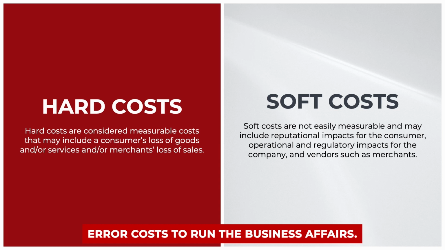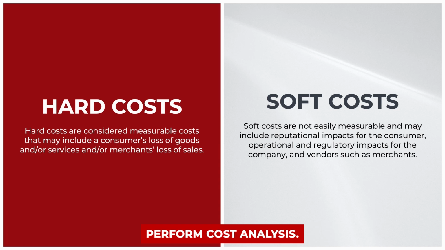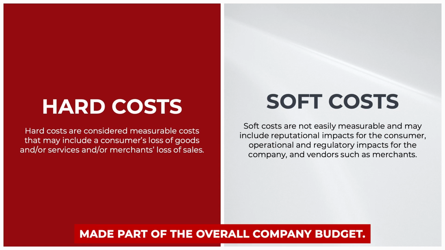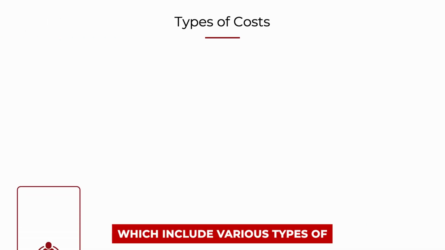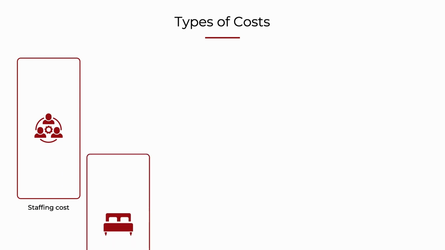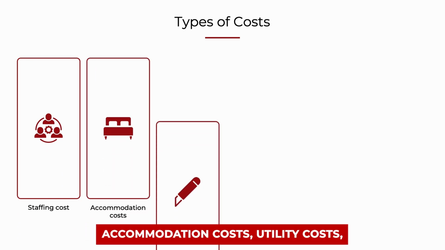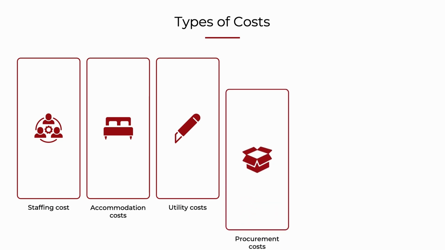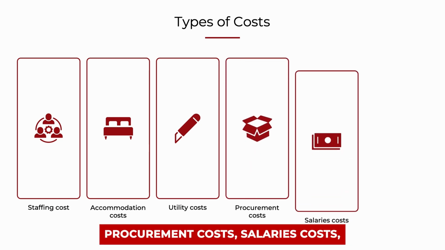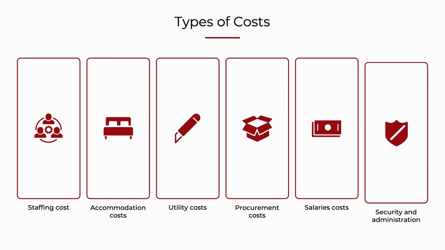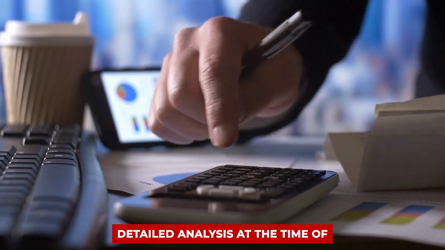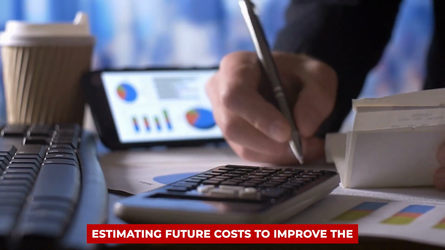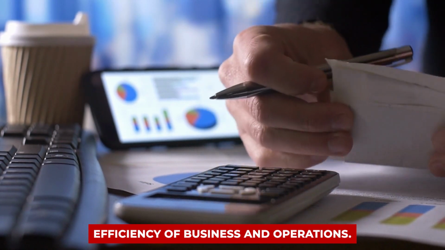Measuring fraud and error costs. To run the business affairs, the organizations and companies perform cost analysis and prepare cost budgets, which are made part of the overall company budget. Companies know their cost structures, which include various types of costs, such as staffing costs, accommodation costs, utility costs, procurement costs, salaries costs, securities and administration, etc. Managing these costs requires detailed analysis at the time of estimating future costs to improve the efficiency of business and operations.